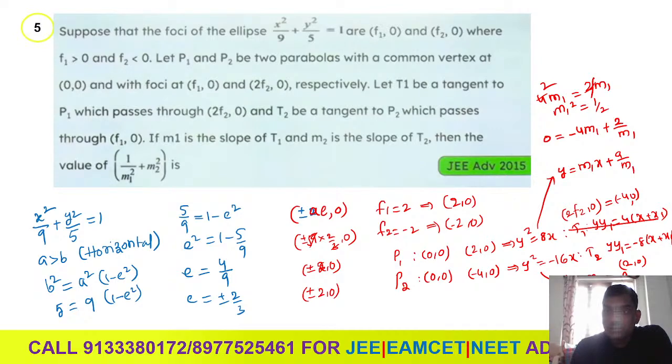m2 square is equal to 2 we are getting. Clear? Here m2 square is equal to 2, m1 square is equal to 1 by 2. m1 square is equal to 1 by 2 means 1 by m1 square is 2 again. m2 square is 2 again. So 2 plus 2, 4. Right? Finally the answer is 4.